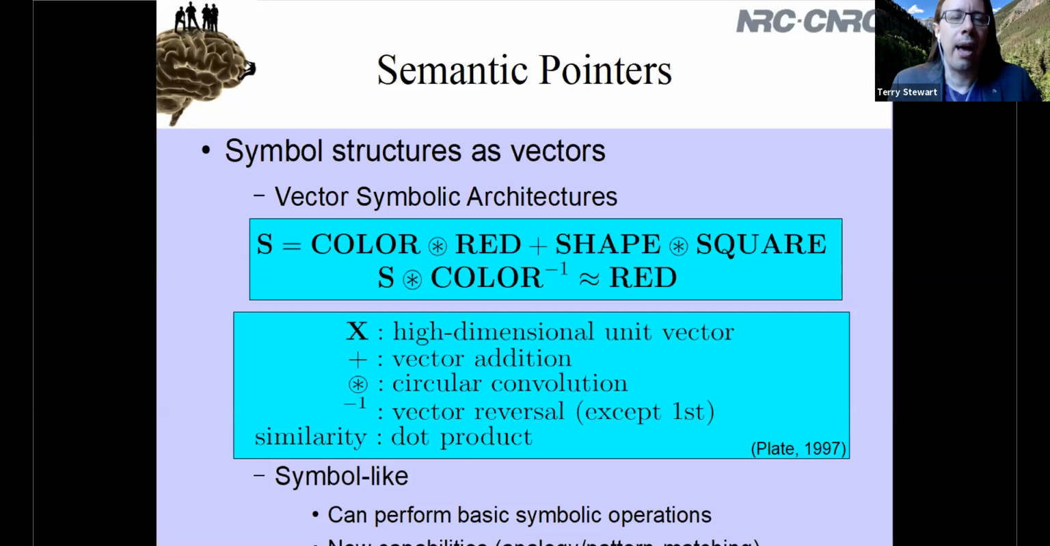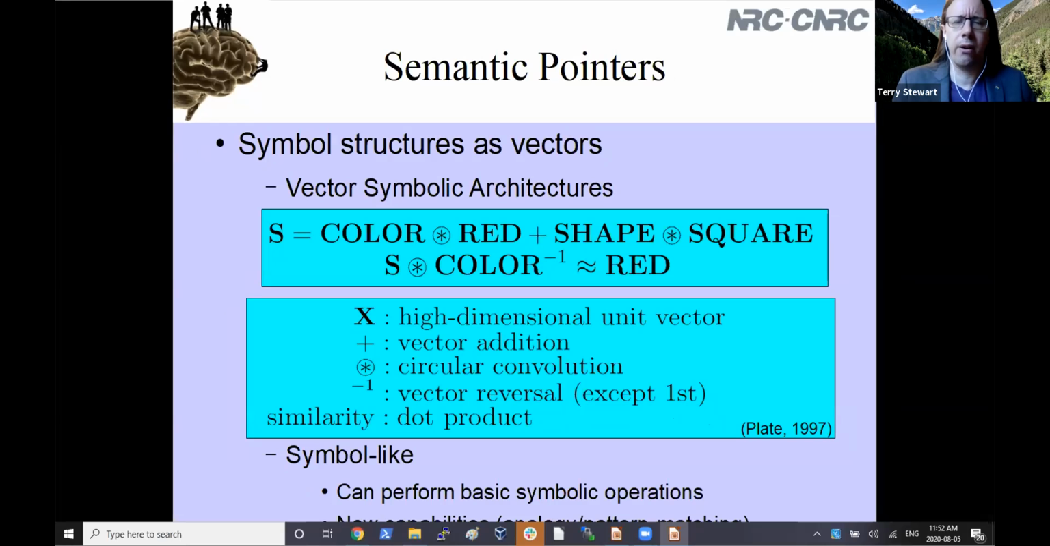How do you do that when you're limited to fixed dimensional vectors, and you don't know how long your list of items is? Ends up being a little bit tricky. And the particular approach that ended up working for us was this idea of what are called vector symbolic architectures.